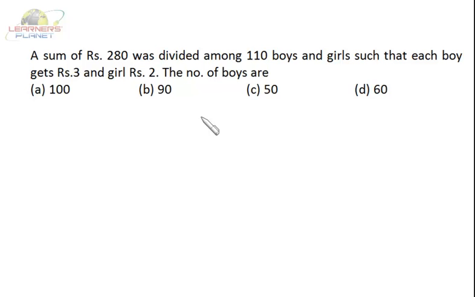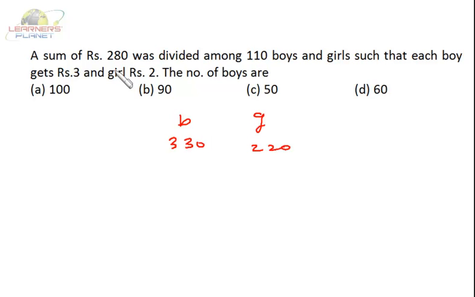Once again, let's assume all 110 are boys. Then the total amount required is 110 into 3, that is 330. Okay, now assume all of them are girls, so the total amount required is 110 into 2, that is 220.